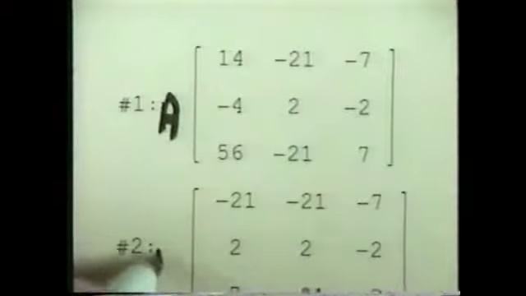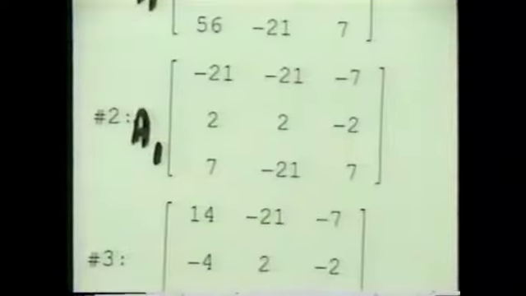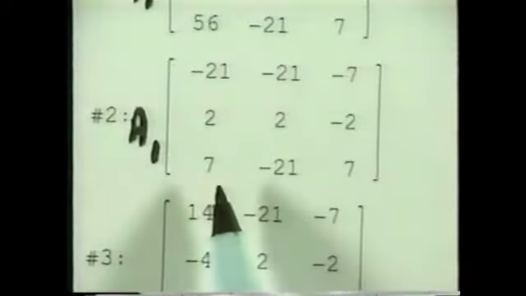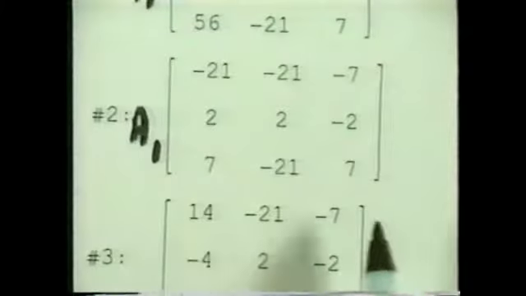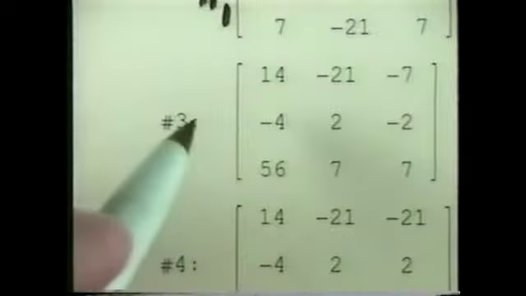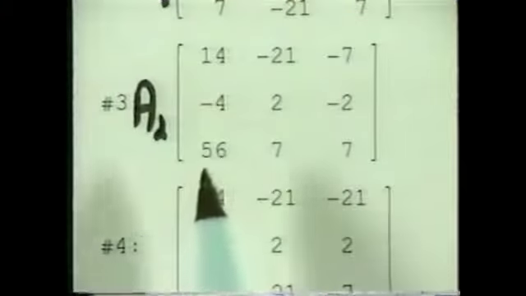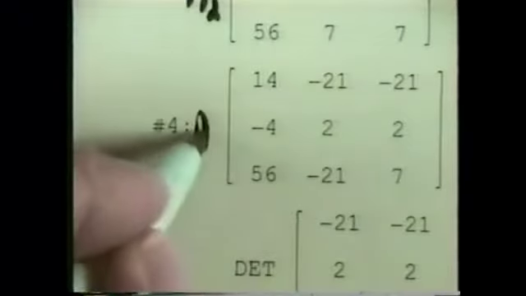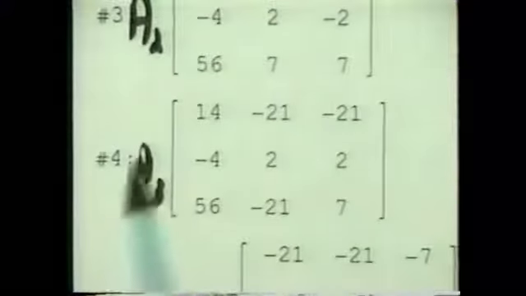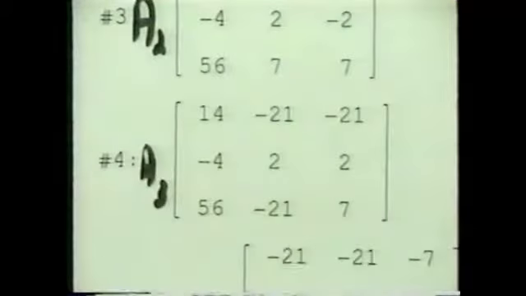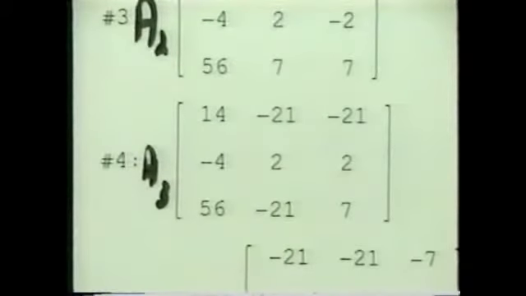Here we have A1. And check your notes that we just finished. Negative 21, negative 21, negative 7, 2, 2, negative 2, 7, negative 21, 7. Here we have A2: 14, negative 21, negative 7, negative 4, 2, negative 2, 56, 7, and 7. And finally we have A3: 14, negative 21, negative 21, negative 4, 2, 2, 56, negative 21, 7.